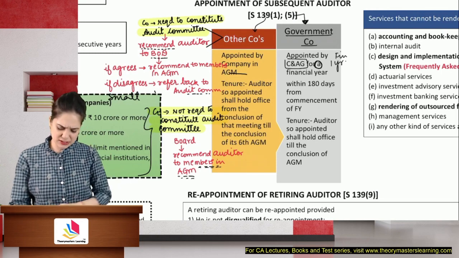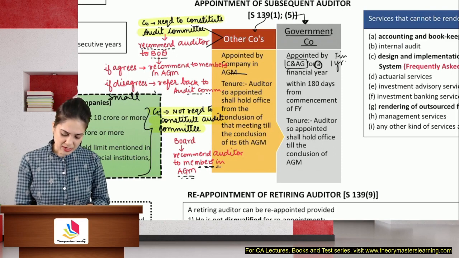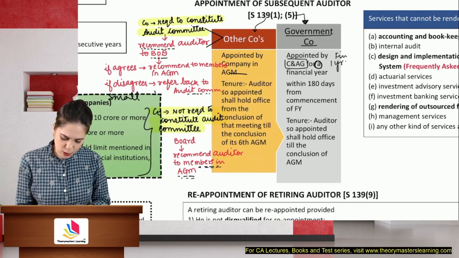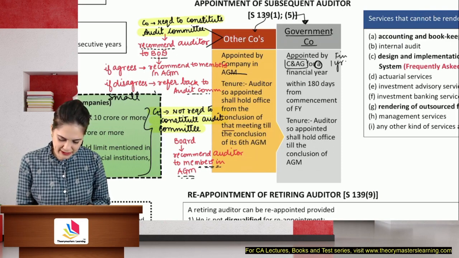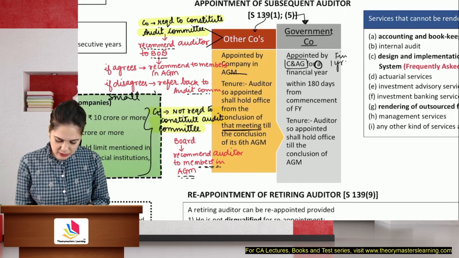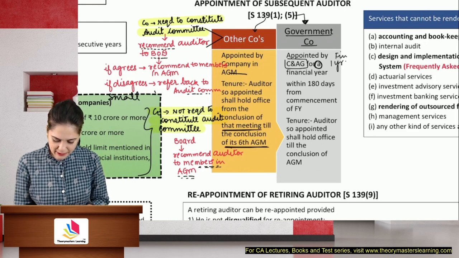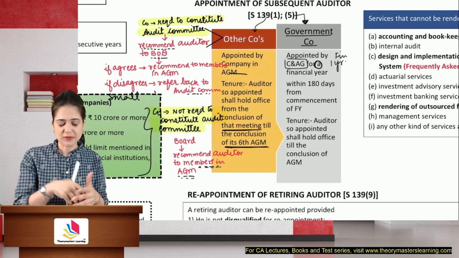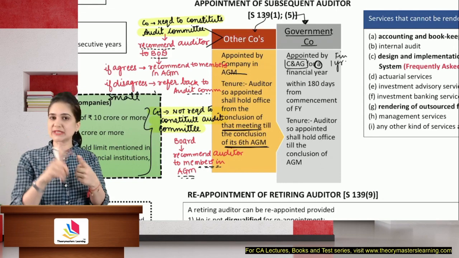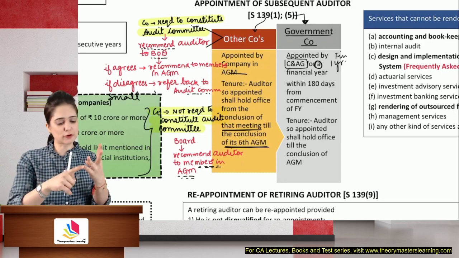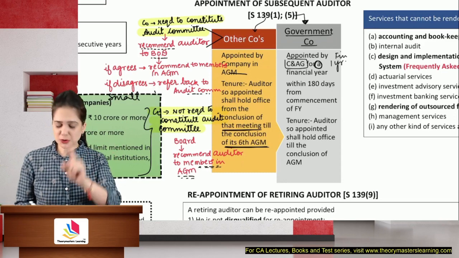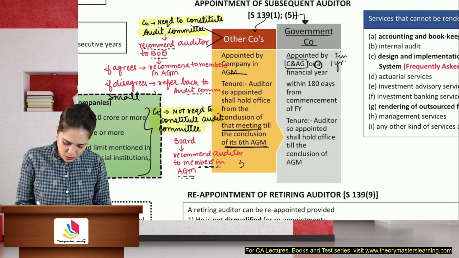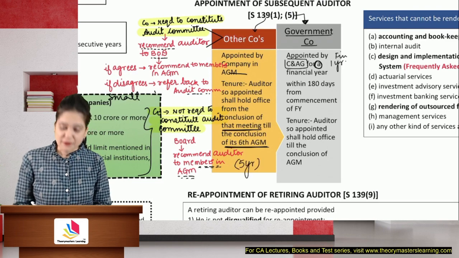In case of other companies, we will see the term of auditor. He will hold office from the conclusion of that meeting in which he is appointed till the conclusion of the sixth meeting. So from the meeting that he's appointed, that is the first meeting of his office, that is the first year. So first to second, second to third, third to fourth, fourth to fifth, fifth to sixth. This shows that in case of other companies, the auditor is appointed for a term of 5 years.